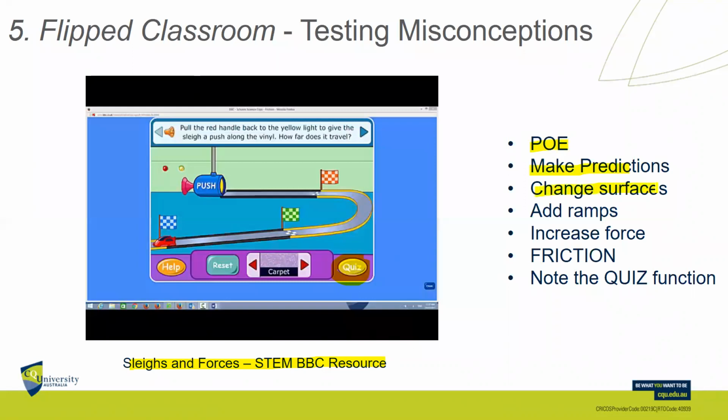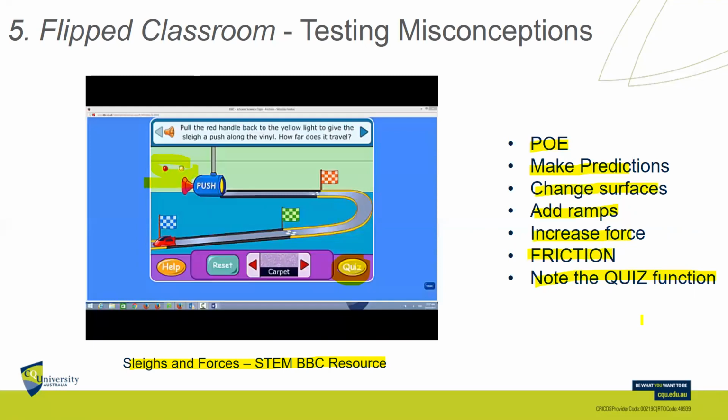We can change the surfaces. We can change variables. We can add ramps and obstacles to see what happens. We can increase the force. Up here you can't see it, but there's a little red and yellow button and the lever comes back and you can increase the force to high, low, or somewhere in between. We can explore the concept of friction, and we can even do some diagnostics with the quiz function.